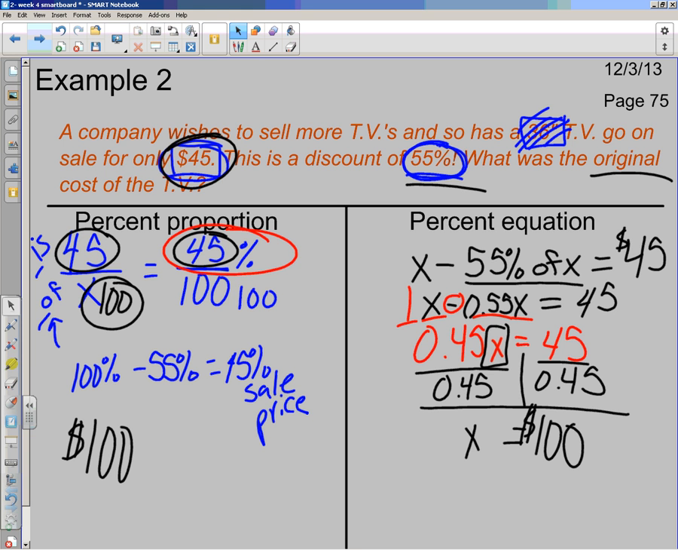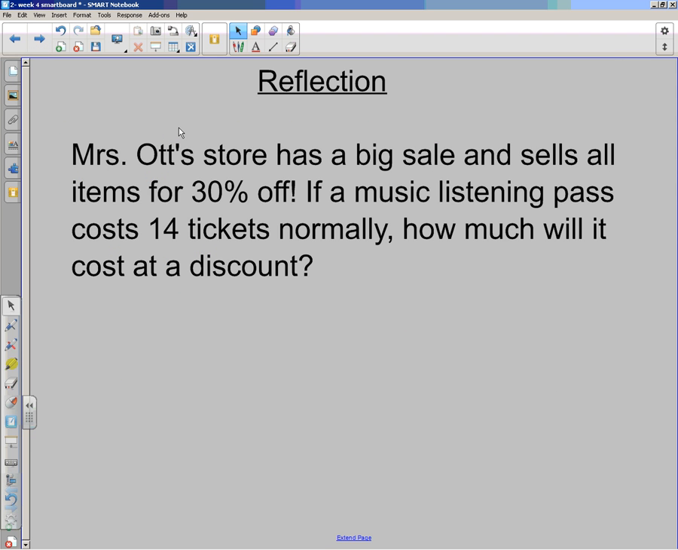We're going to be doing a lot of these problems tomorrow, but hopefully you understand at least the basics of this idea. And I want you to try answering this reflection question. You can use either the percent proportion or the percent equation. It doesn't matter to me.